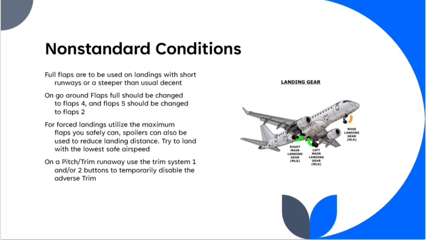On a pitch or trim runaway, you want to use trim system 1. There's 2 buttons, trim systems 1 and 2. And if you can figure out which one is not working, you want to disengage that button. But in any case, if it comes to it, you can disengage both buttons to just disable the trim system.